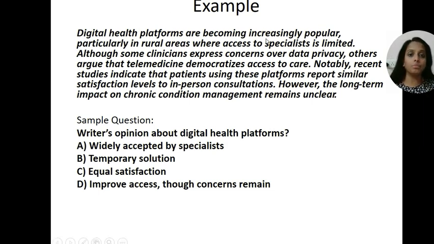Digital health platforms are becoming increasingly popular, particularly in rural areas where access to specialists is limited. Although some clinicians express concerns over data privacy, others argue that telemedicine democratizes access to care. Notably, recent studies indicate that patients using these platforms report similar satisfaction levels to in person consultations. However, the long term impact on chronic condition management remains unclear.